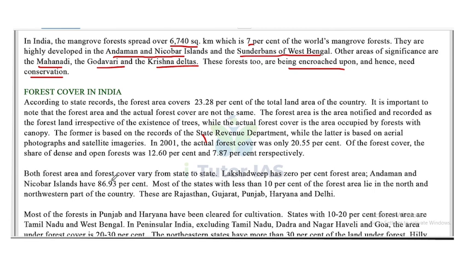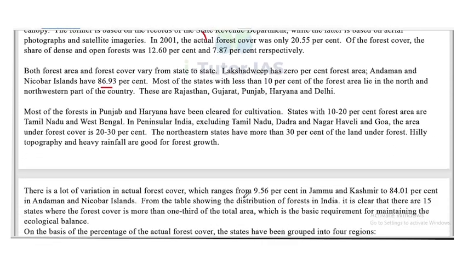Both forest area and forest cover vary from state to state. Lakshadweep has 0% of forest area. Andaman and Nicobar Islands have 86.93%. Most of the states with less than 10% of the forest area lie in the north and northwest part of the country. These are Rajasthan, Gujarat, Punjab, Haryana and Delhi.